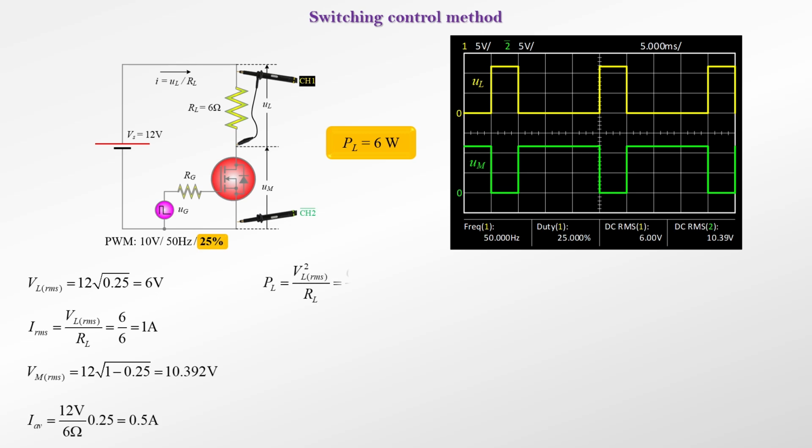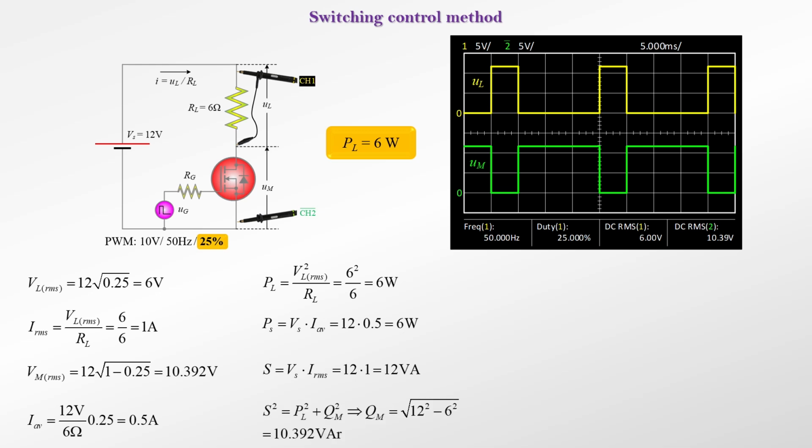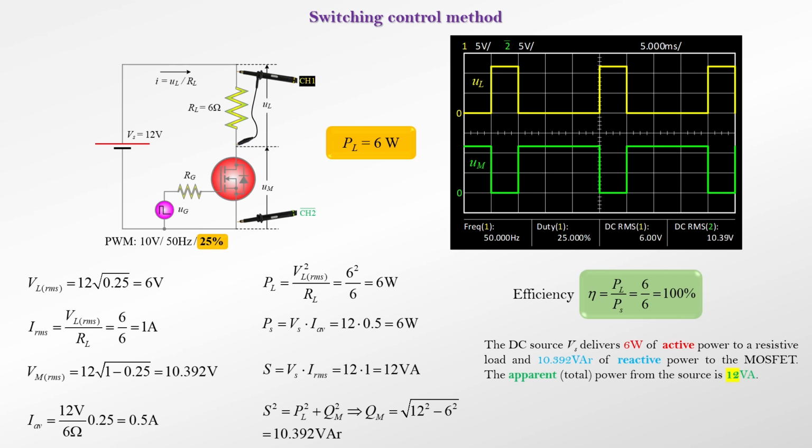The active power supplied by the source is equal to the power in the resistive load. However, due to harmonics, the source supplies additional reactive power, which is consumed by the MOSFET. This power does not cause heat loss in the MOSFET, so the efficiency is ideally 100%. The total power supplied by the source again has a numerical value of 12, but in voltamperes, not in watts.